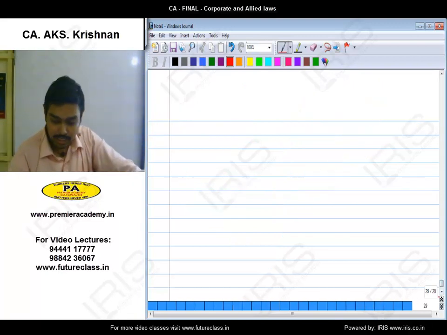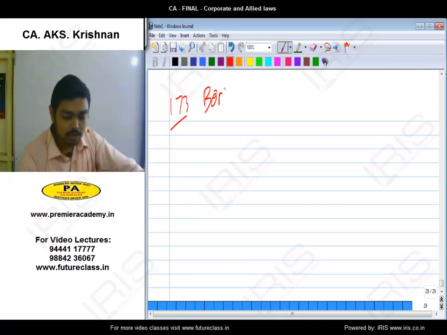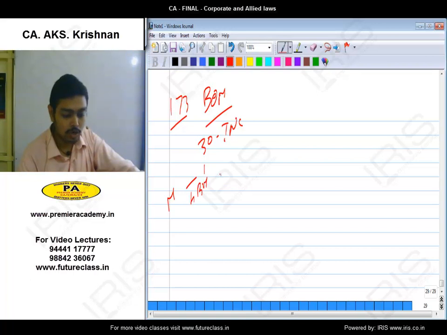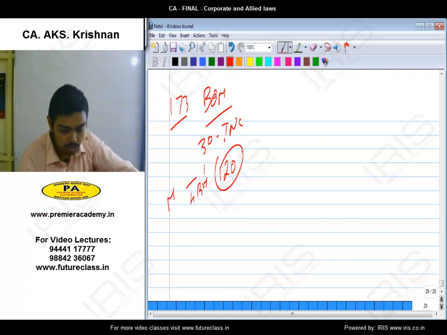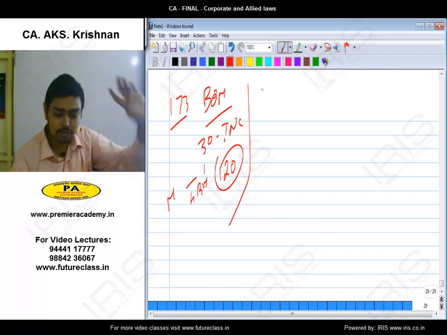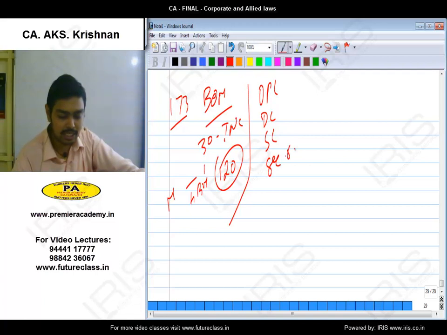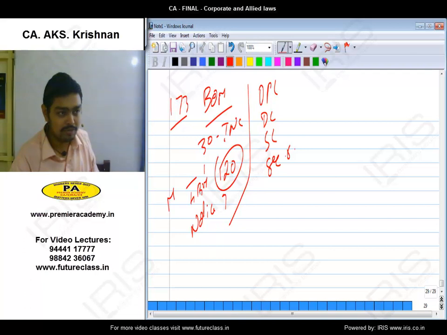We will go to 173 board meetings. First board meeting within 30 days of incorporation. Then maximum 4 board meetings in a year, with not more than 120 days between 2 board meetings. In the case of some companies, relaxation is given: one person company, government company, small company, section 8 companies. Then coming to notice, how many days notice should be given? 7 days notice should be given. Otherwise it's called an urgent meeting.